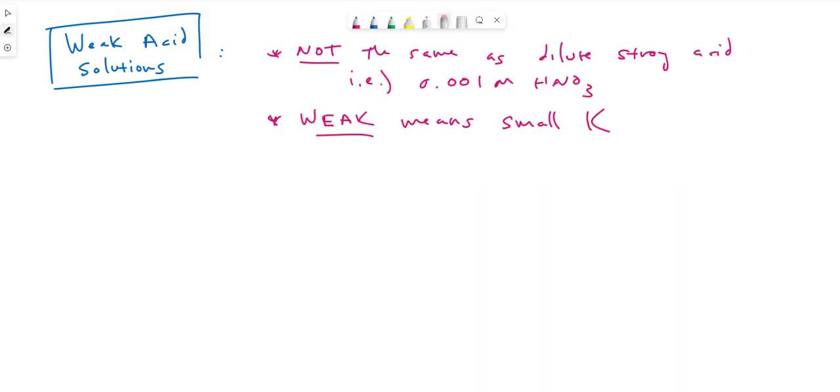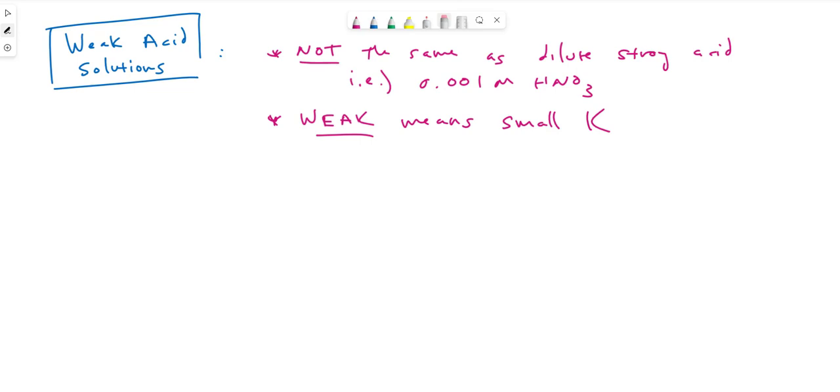Okay, so at this point we know that the definition of a strong acid or a strong base is that it will completely dissociate or break apart into its constituent ions. And that makes it pretty easy to infer what the pH or pOH of a solution is, because you just assume whatever the initial concentration of that acid or base was, that's going to be the final concentration at equilibrium of the hydronium or the hydroxide ion.